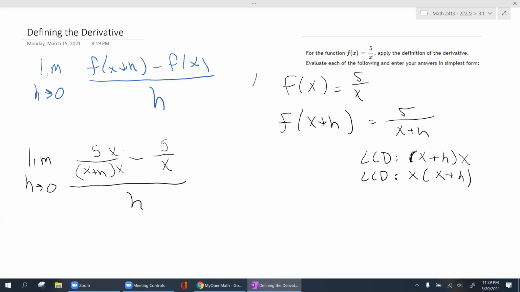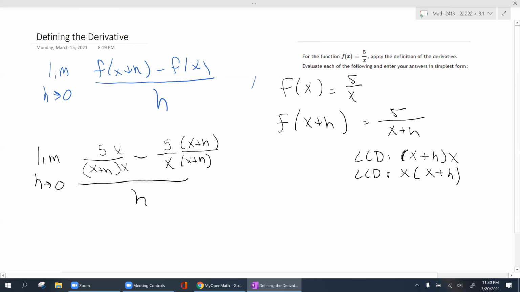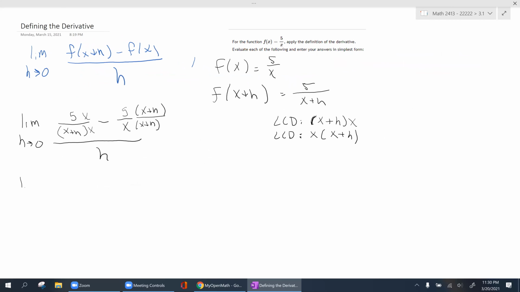And I'm going to go ahead and go on over to the next one. What is it missing? It's missing an x plus h. So I'm going to multiply that to the bottom and to the top. Bottom to the top. Meaning that now I have the limit as h approaches 0 of 5x over x times x plus h minus 5 times x plus h over x times x plus h.